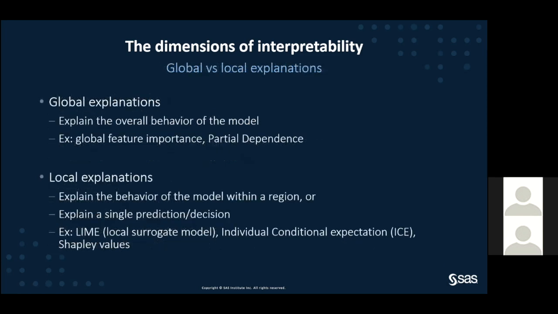There are also global versus local explanations. Usually global explanations explain the overall behavior of the model. For example, the global feature importance or the partial dependence we'll talk about a little bit later. It tells you the overall trend of a model. And local explanations focus either on a specific region in the model or focus on one single prediction or decision. Examples include LIME, ICE, and Shapley values. We'll talk about all of these later.